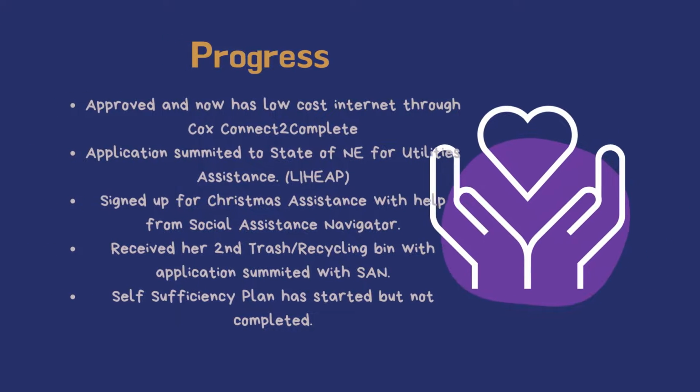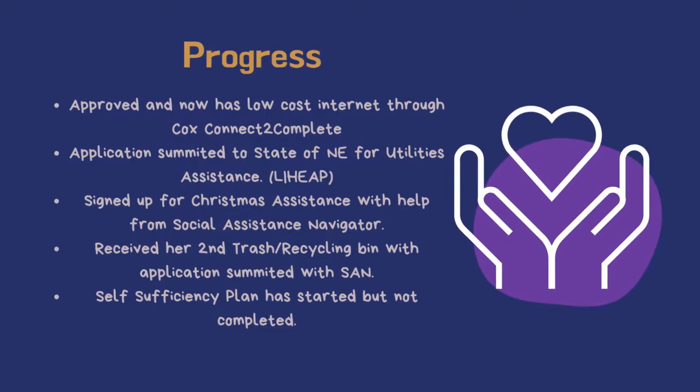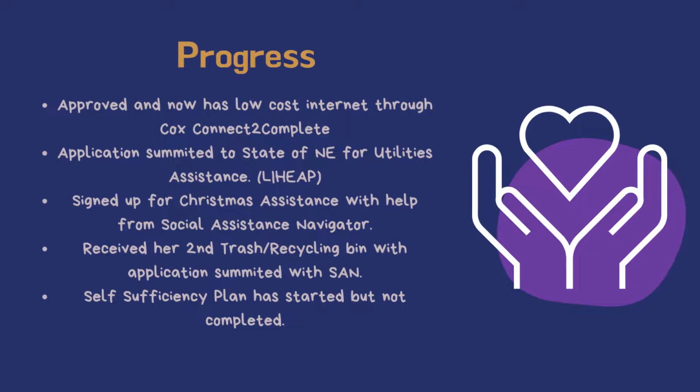So progress. I've been working with her for a while. We've completed the internet application, and she does have internet in her home through Cox Connect Complete. We're still waiting to hear back on the assistance for utilities that we did together. I helped her sign up. We went to the Salvation Army at the Kroc Center to sign up for Christmas assistance. We did an application for Waste Management so she can get a trash and recycling bin for her new house. And we're still working on that self-sufficiency plan and helping her become more confident in the family system.